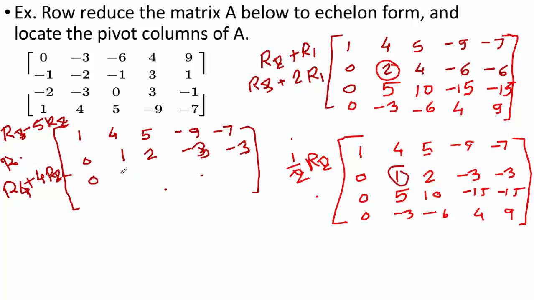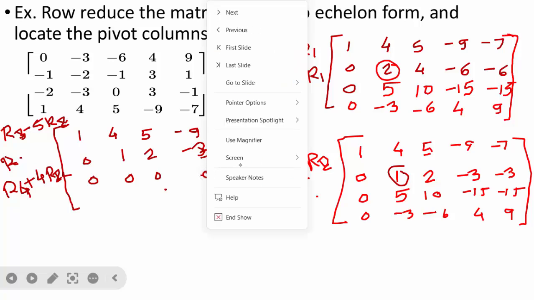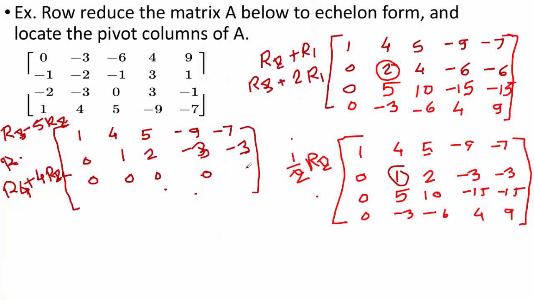0 minus 5 times 0, 0. 5 minus 5 times 1, 0. 10 minus 5 times 2, 0. -15 minus 5 times -3, that is -15 plus 15, 0. And -15 plus 15 again, 0. Now make this element 0, that is R4 plus 3 times this, not 4 times, 3 times.